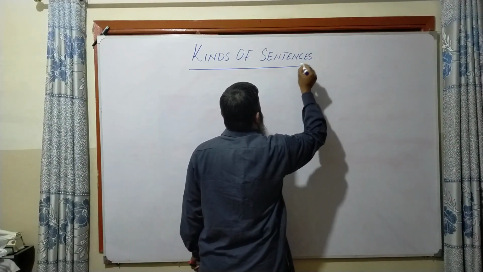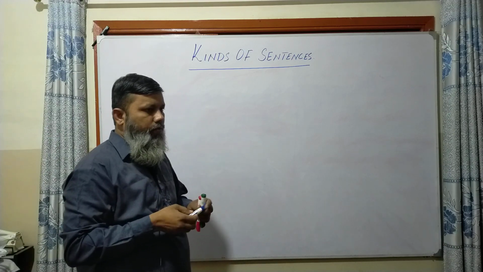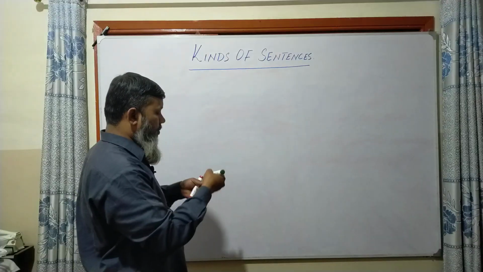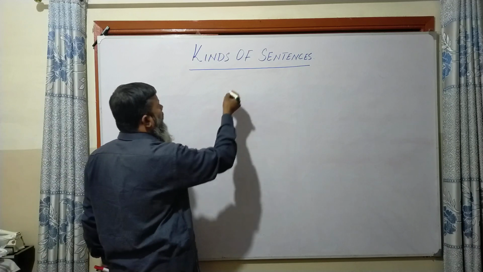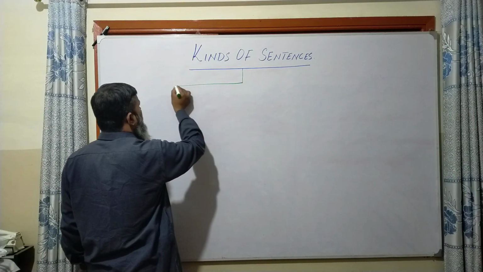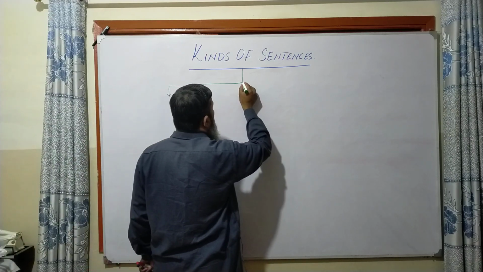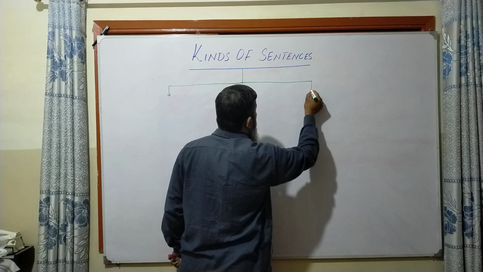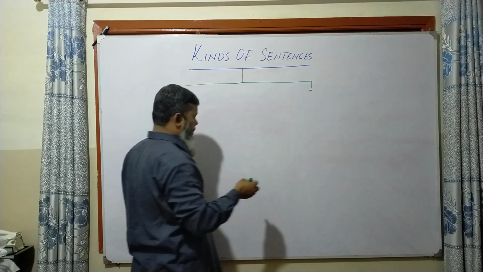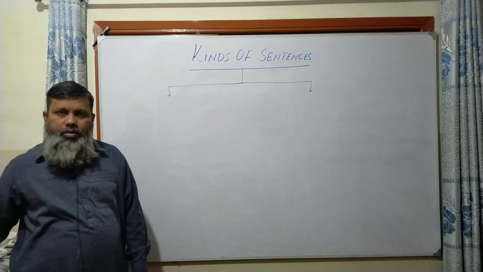Here we have two kinds of sentences. Number one, look at here, we can bifurcate it like this. There are two kinds of sentences. Now try to understand what are these two kinds of sentences.